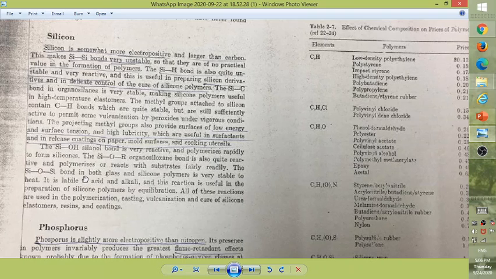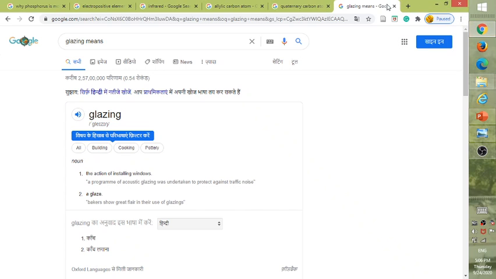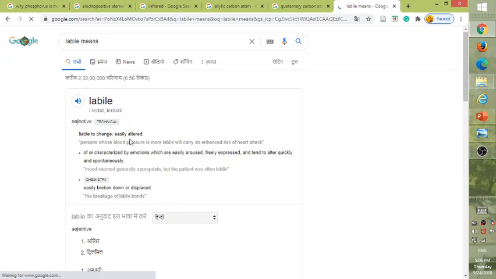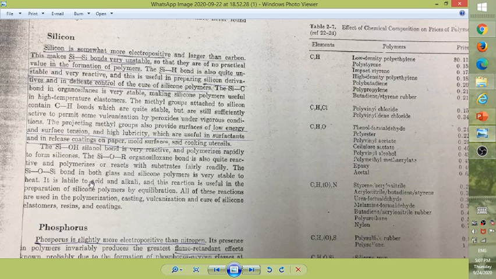The Si-O-Si bond in both glass and silicon polymer is very stable to heat. It is labile to acids and alkali. Easily broken down, so it can be easily broken down by acids and alkali, and this reaction is useful in the preparation of silicone polymers by equilibrium.